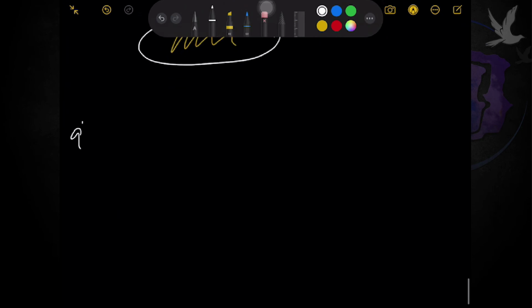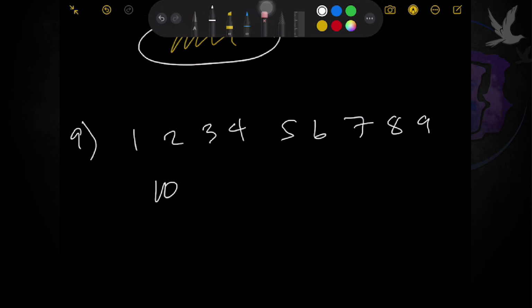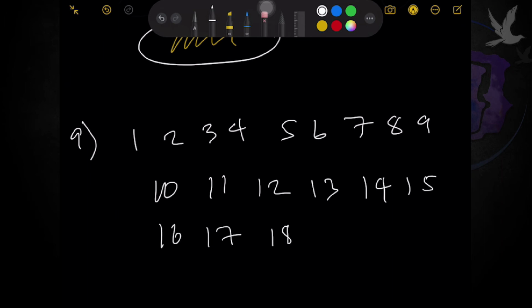For number 9, find the average of all whole numbers ranging from 1 to 20. Find the average daw. So, whole numbers. 1, 2, 3, 4, 5, 6, 7, 8, 9, 10, 11, 12, 13, 14, 15, 16, 17, 18, 19, 20. So what you need to do here is to just plus everything. Literally just to plus lahat ng ito.